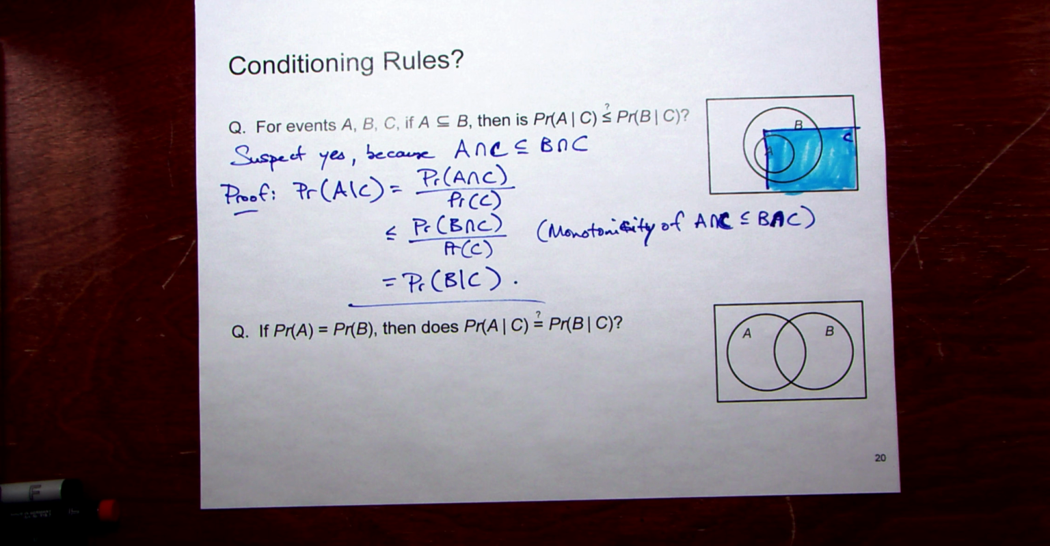Okay, let's do the next one. If the probability of A equals the probability of B, do the probabilities of A and B still hold equality if you condition on C? Prepare to vote. Okay, ready? Okay, let's vote. Who thinks this is true? Who thinks this is false? Why is it false?